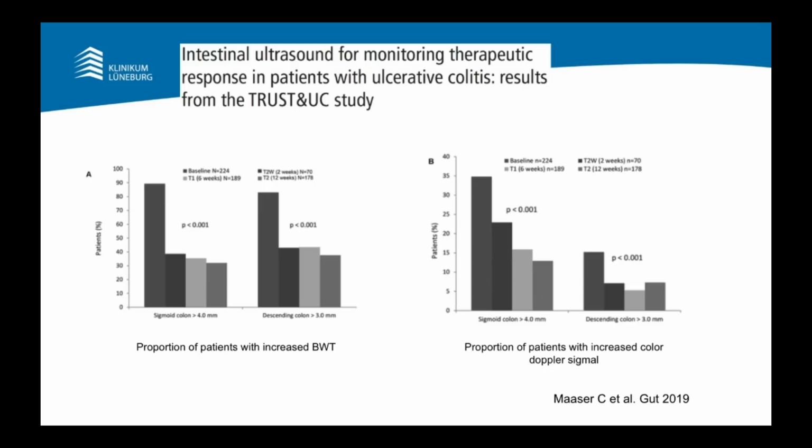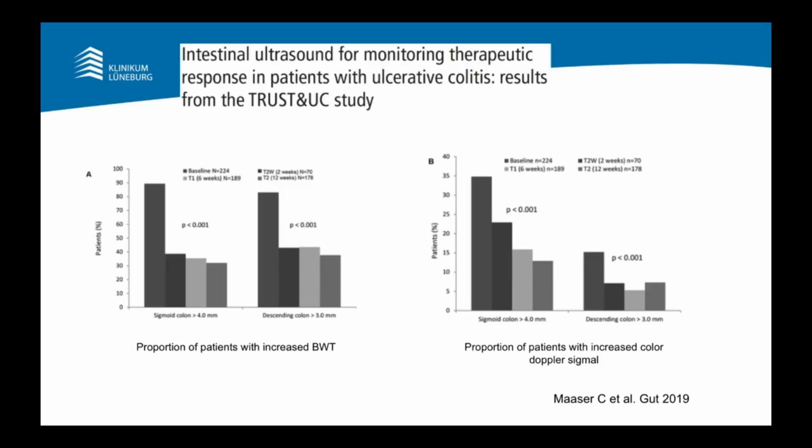Now some of the findings. Proportion of patients with increased bowel wall thickness. You can see in the left side that 90% had a thickened sigmoid and almost 90% a thickened descending colon, defined as more than 4, and for the descending more than 3 millimeters. And you could see already at week 2 a significant decrease in bowel wall thickness in both segments. So very rapid response of bowel wall thickness in response to anti-inflammatory therapy, and the type of anti-inflammatory therapy was due to the discretion of the investigator.